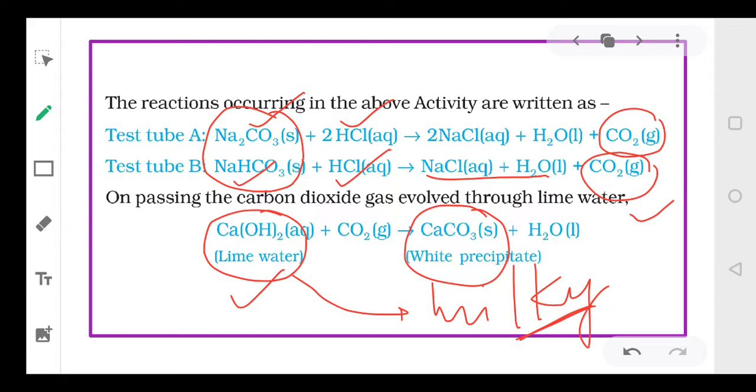So what do we observe? What is our observation? Our first observation is that CO2 gas is produced. Second, the lime water will turn milky. Now this activity is very, very important. You can star this activity.